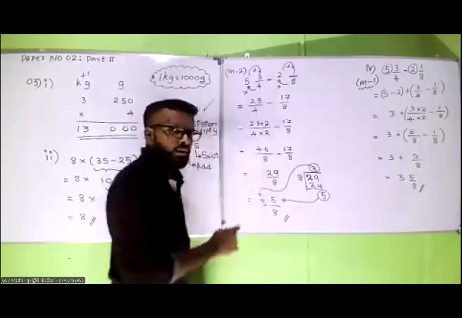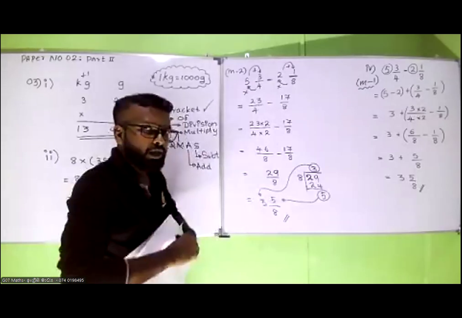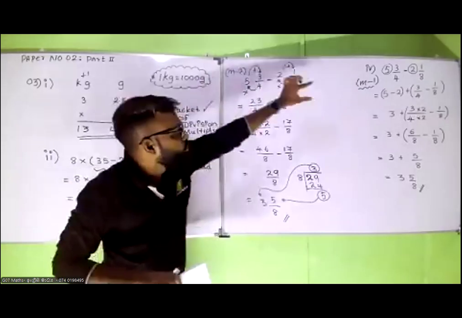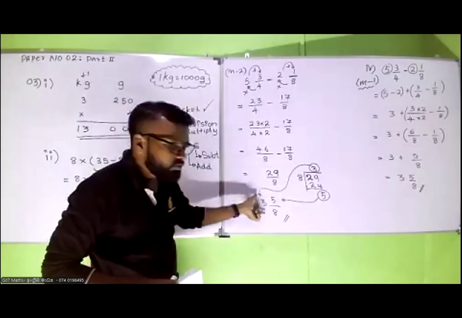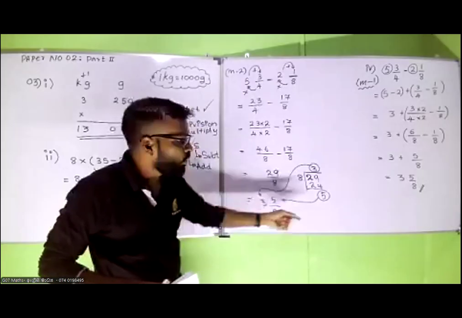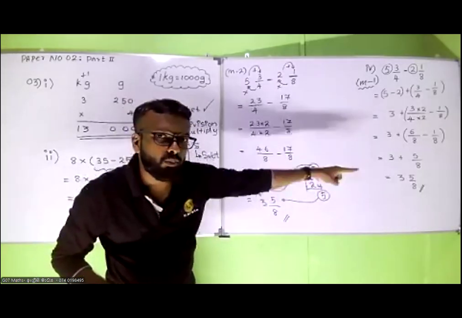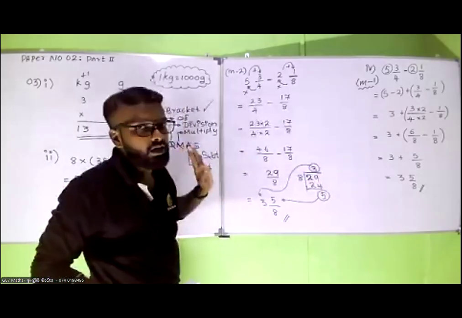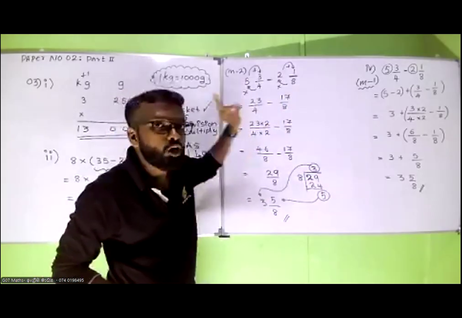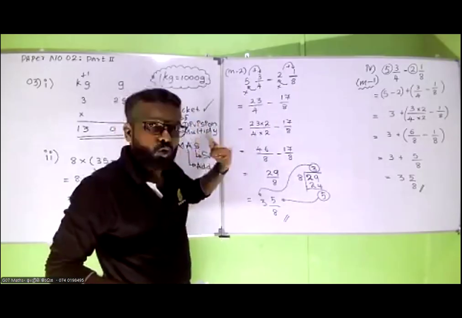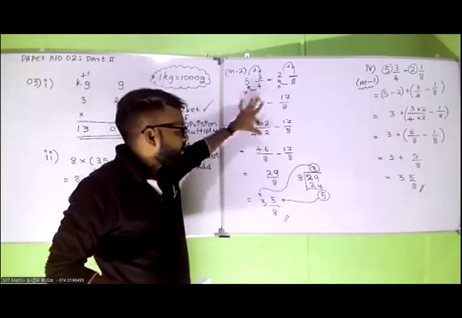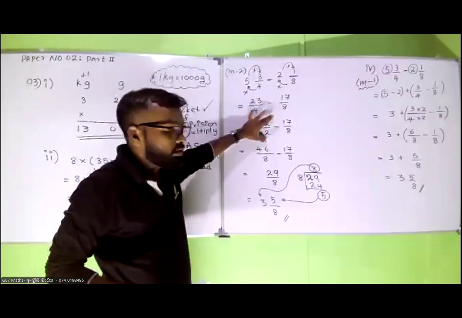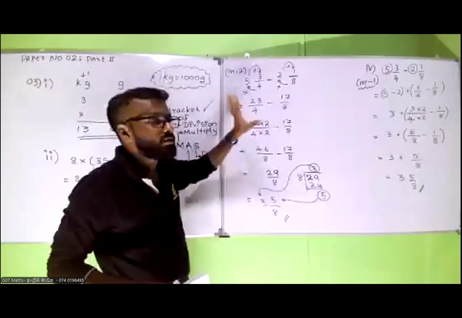Now, shall we compare the two answers? Method 2, method 1. Final answer is 3 and 5 upon 8. Both of them are correct. You can use either method 1 or method 2. In your syllabus, right, you have both things.